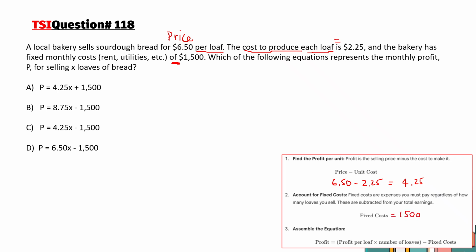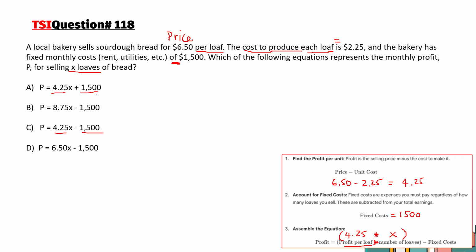Now as you see in the answer choices, you will have 4.25x, and you will see those numbers, right? That is the number you have in hand. So now what they say, each month they sell X loaves of bread. So if you see right here, profit per loaf is 4.25, and then the number of loaves we sell is X, you multiply it, right? You do the multiplication, okay? That is the total profit you earn by selling.